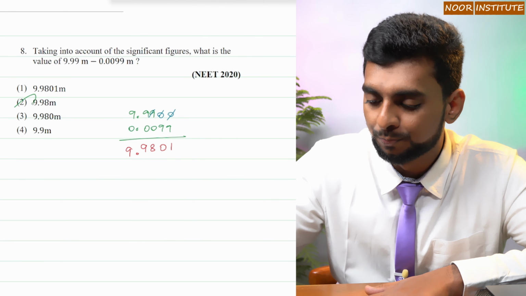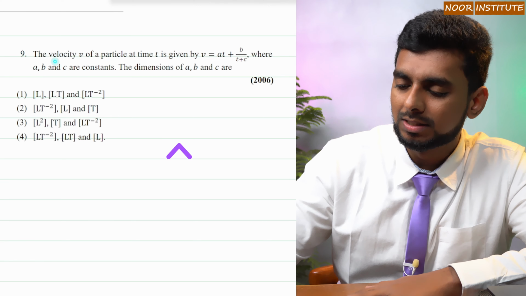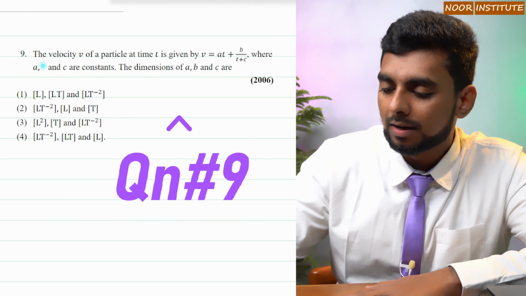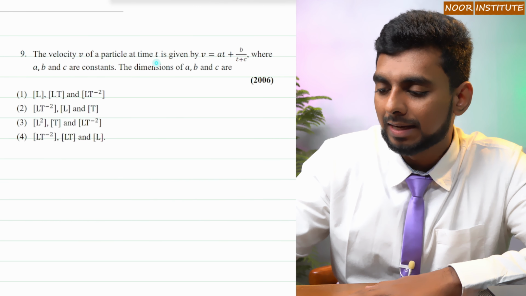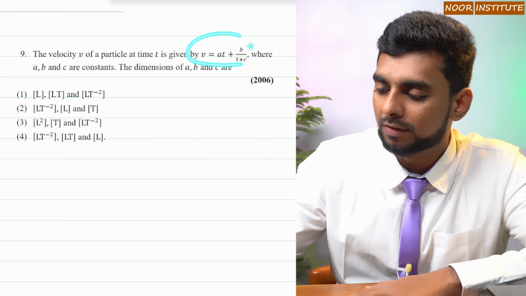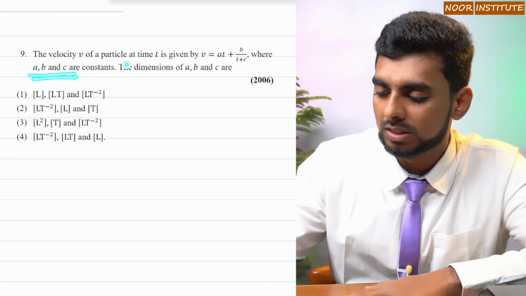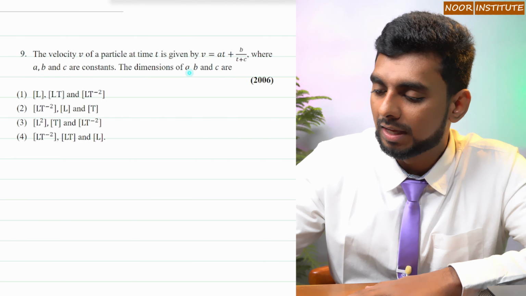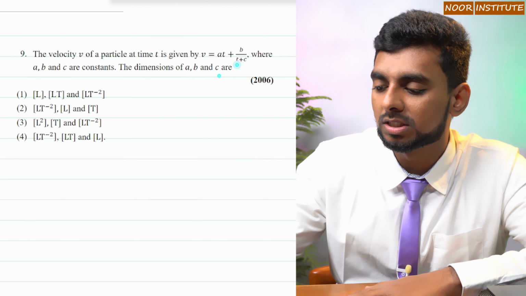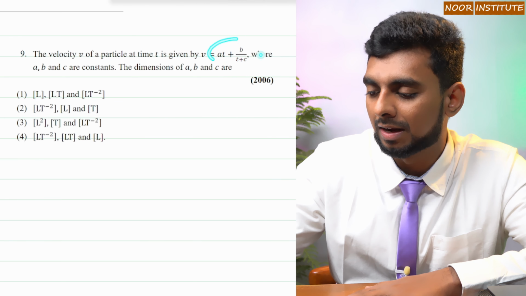Let's move to the next one. Next sum is based on dimensional analysis. We will see what it is. The velocity of a particle at time t is given by, they have given you the relation v equals at plus b divided by t plus c, right? They have given you the relation where a, b and c are constants. The dimensions of a, b and c. What should be the dimensions of a, b and c? That is what I'll have to find here.